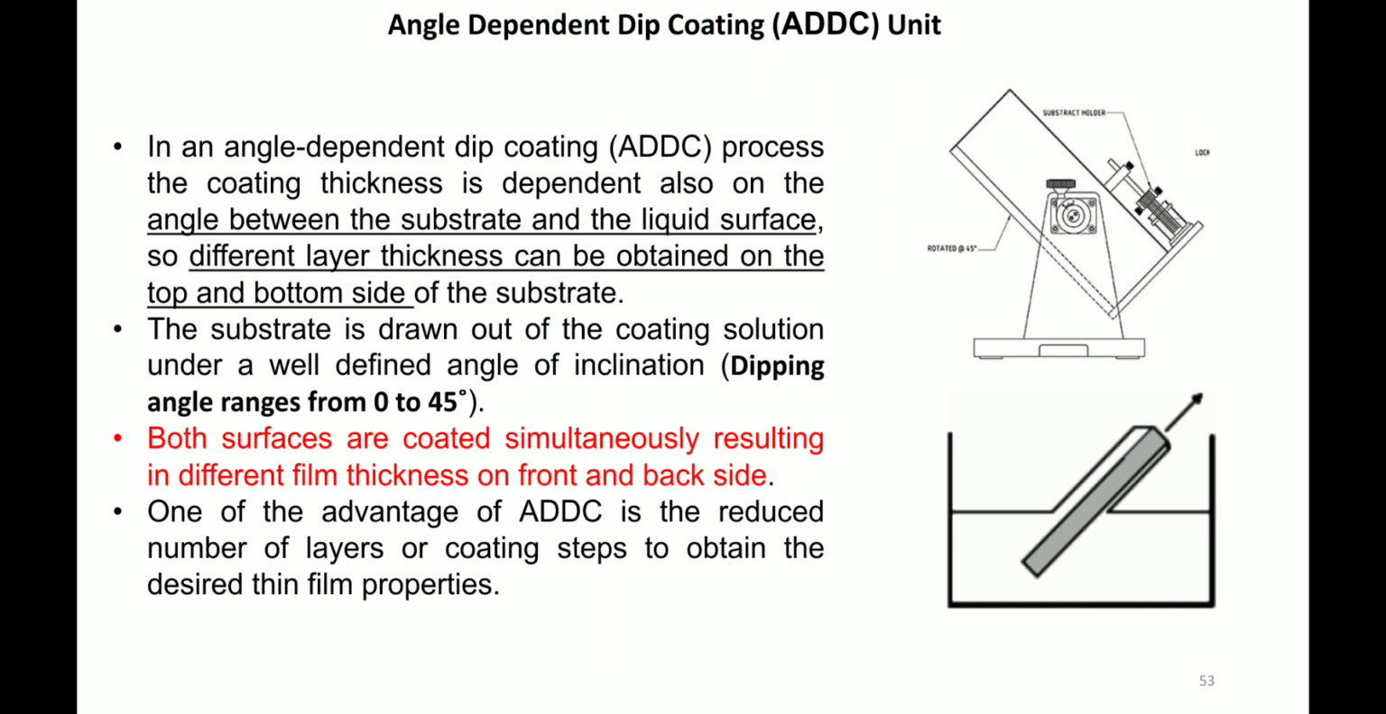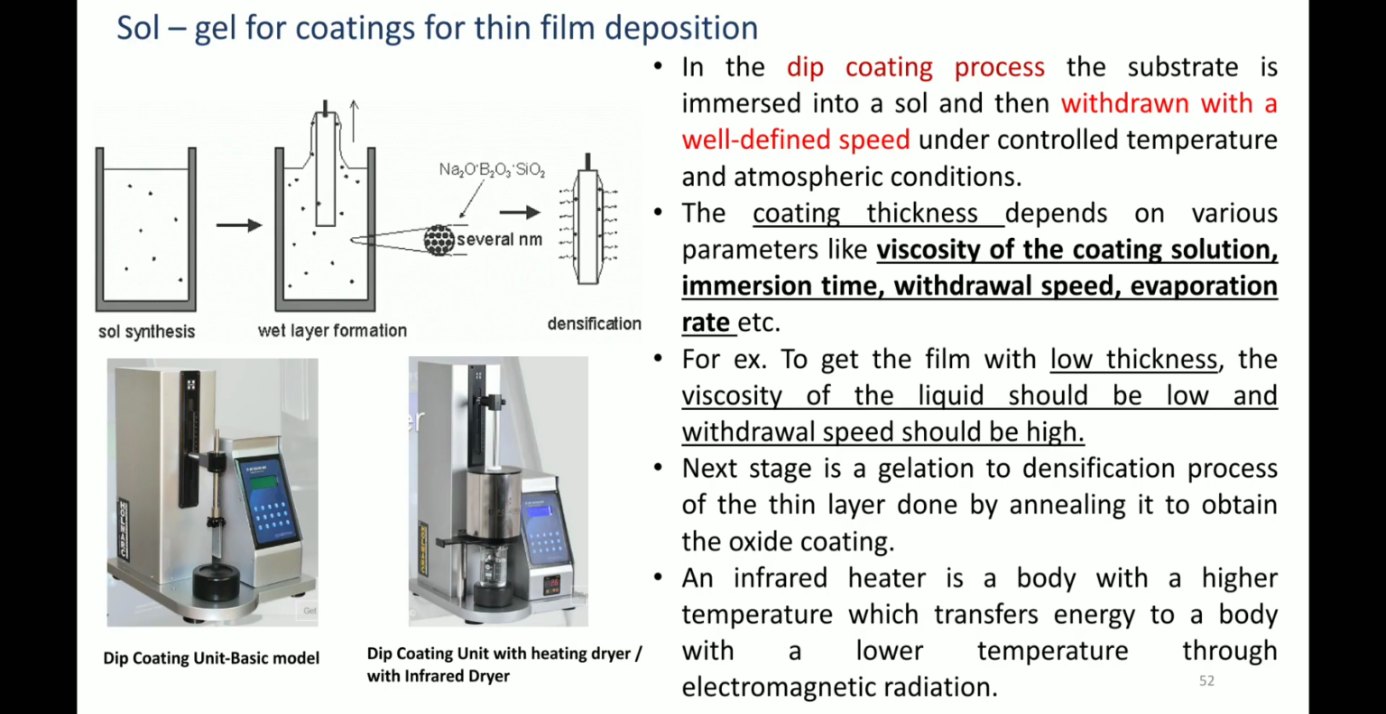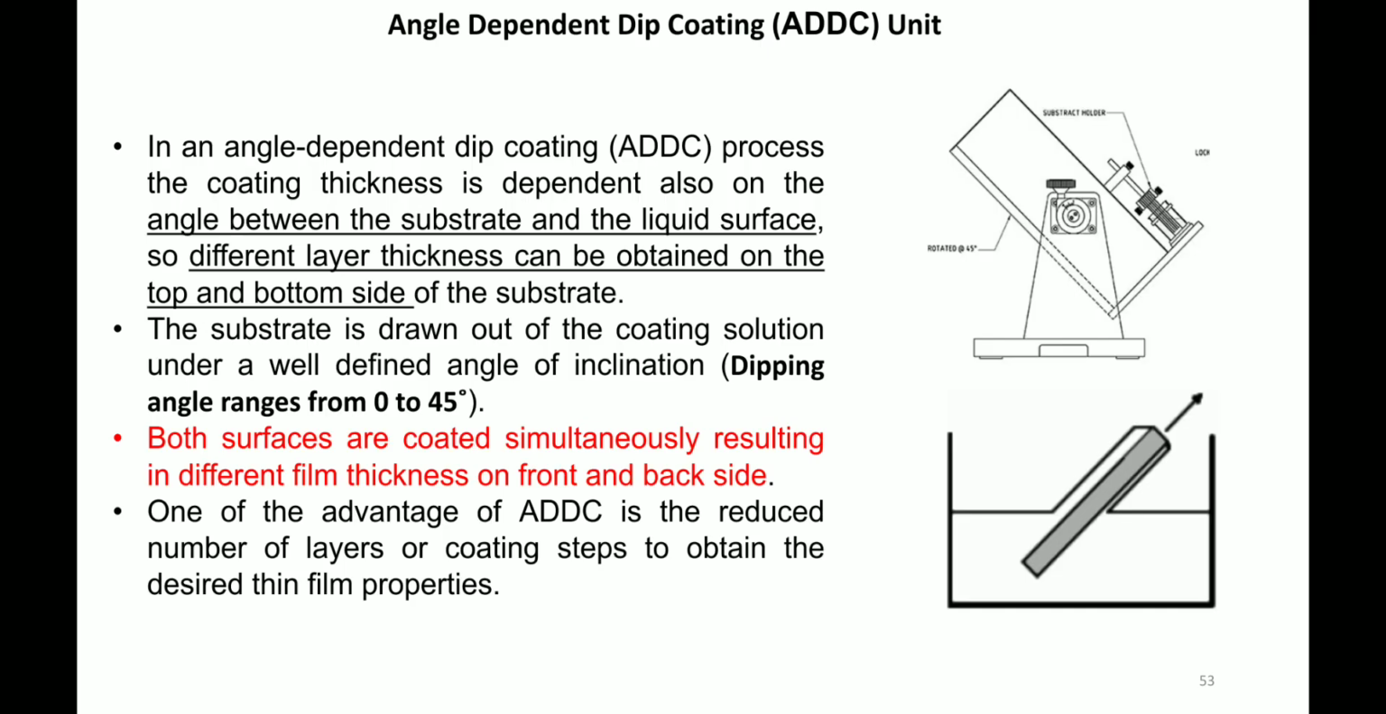Now, additionally there is one more unit which is called an angle dependent dip coating unit. In the last slide what I showed you, you cannot change the angle of dipping and withdrawal. So if you want to do that at a different angle, then there is a special arrangement where you are able to rotate this entire setup, so that you can do the entire dipping and withdrawal process at that particular angle.